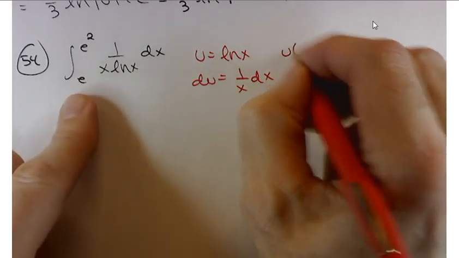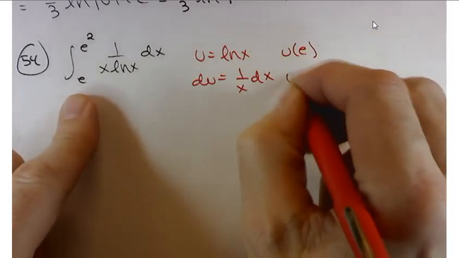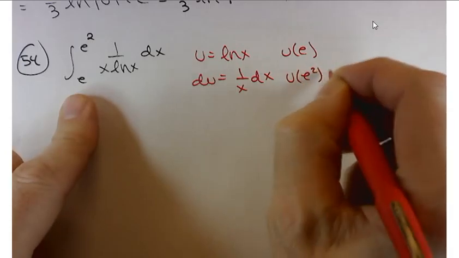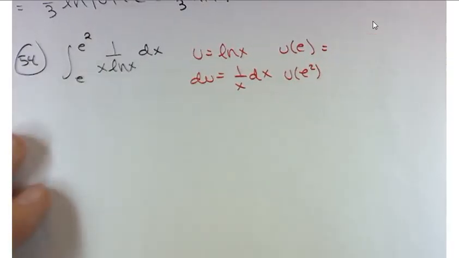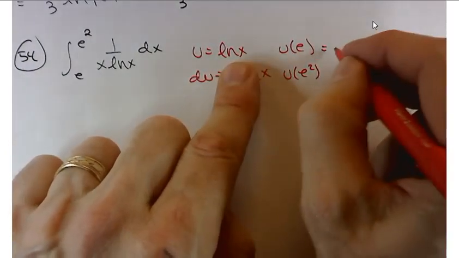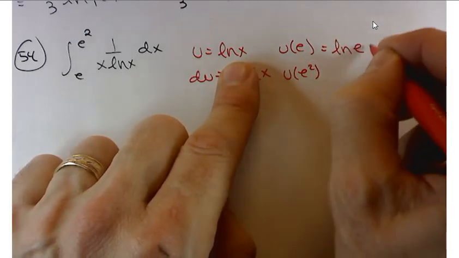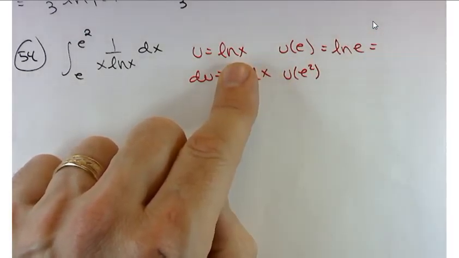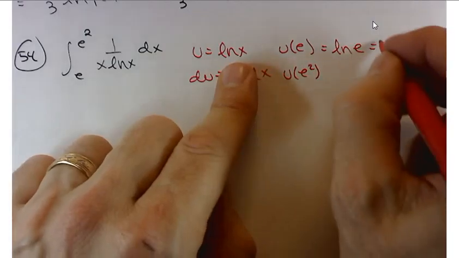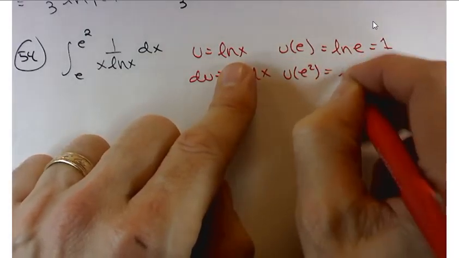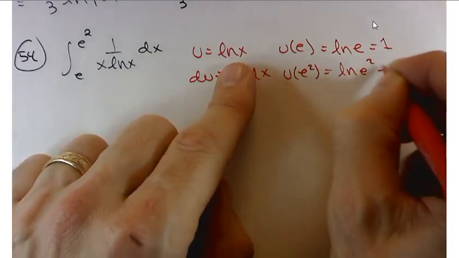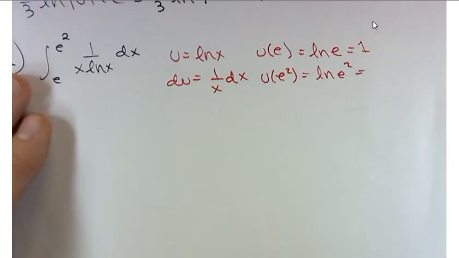So I need to figure out u of e and u of e squared. So u of e is really just going to be the ln of e. What's the ln of e? Yep, ln of e is 1. What about the ln of e squared? Yeah, it's going to be 2.